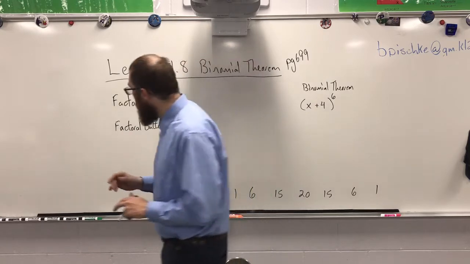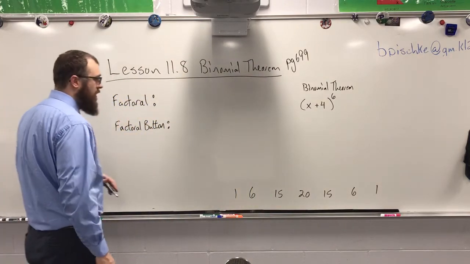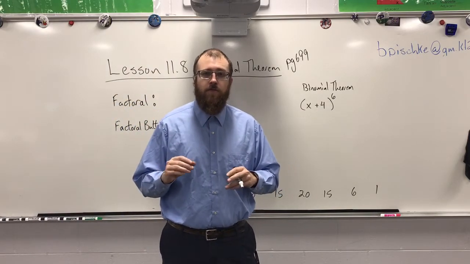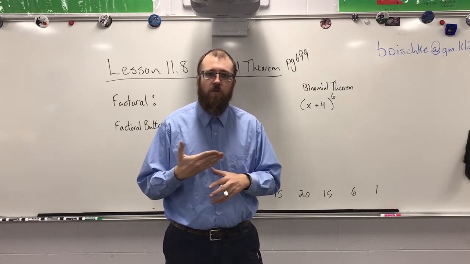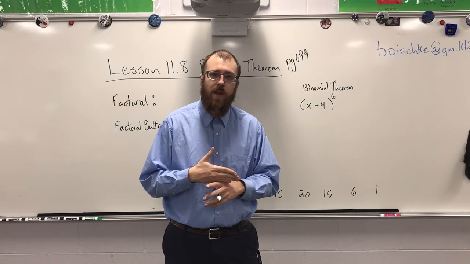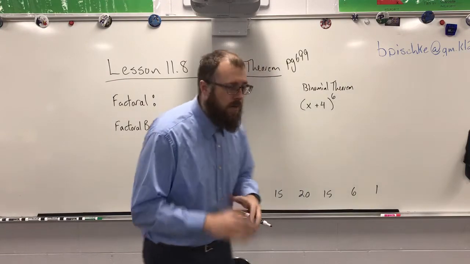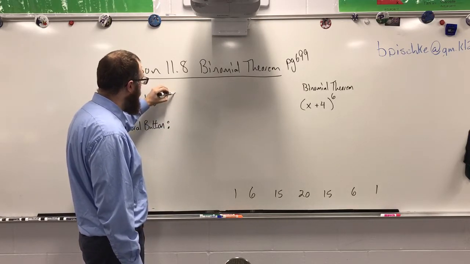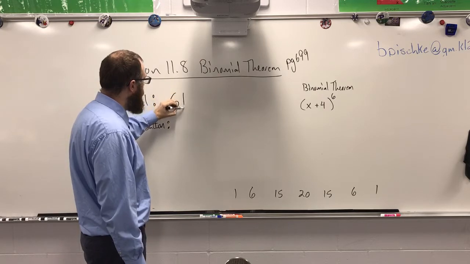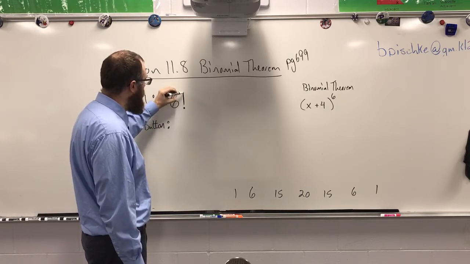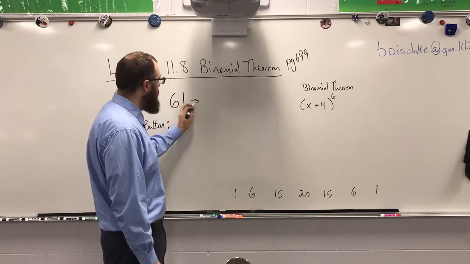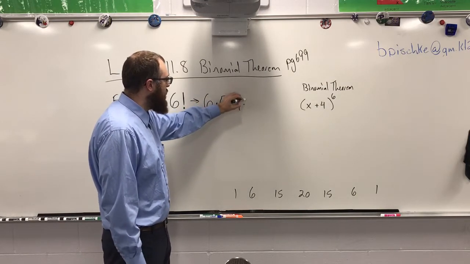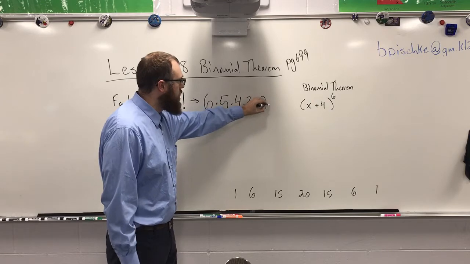All right, so let's start our discussion about factorials. A factorial is every integer from a starting point down to 1 multiplied together. So if I wanted 6 factorial, and the way that's written is 6 with an exclamation point afterwards, that would be 6 times 5 times 4 times 3 times 2 times 1.